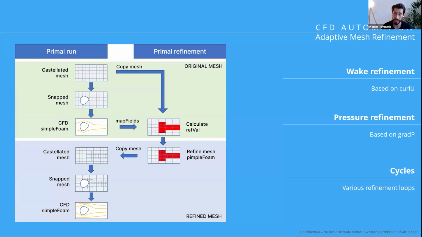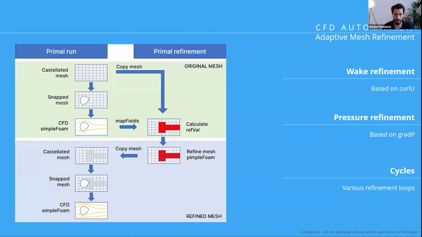So one is the wake refinement, which is whatever happens behind the object. So the air that you're dragging along, which is usually quite turbulent and so on. We refine that one based on curl of U. So curl is a measure for the vorticity or the swirl, the rotations in your flow, which is typically high in the wake of something.